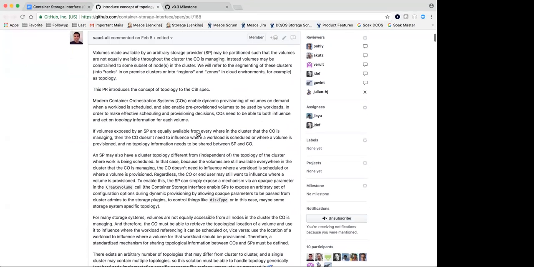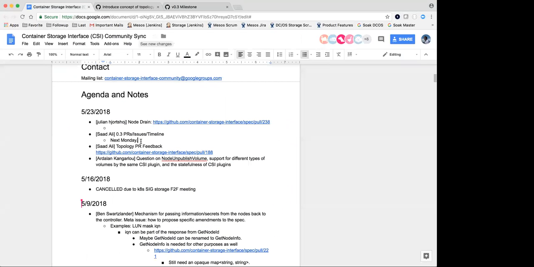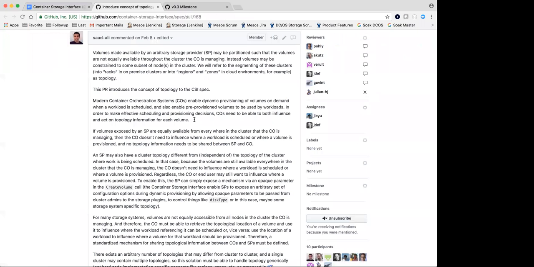So for context for folks, the purpose of introducing topology in CSI is twofold. One is to be able to inform the CO so that it can make smart scheduling decisions based on availability of a volume. A volume may not be equally available to all nodes inside of a cluster. And we want to be able to define some way that a volume plugin can communicate back to the CO to say, this is the subset of nodes that are actually able to access this.